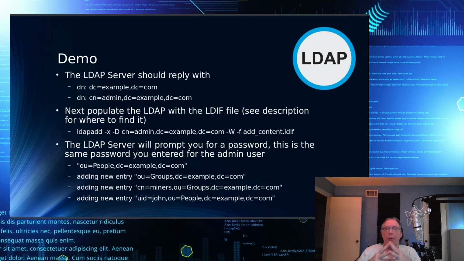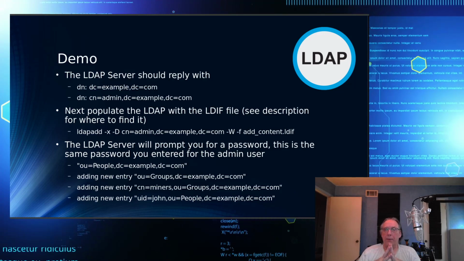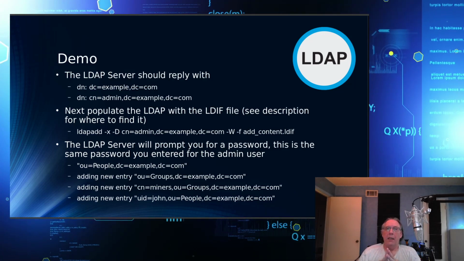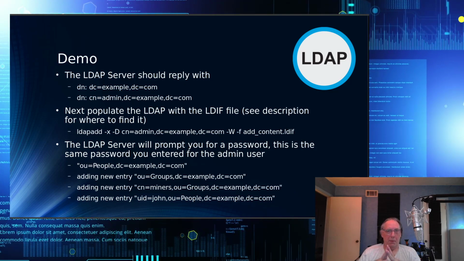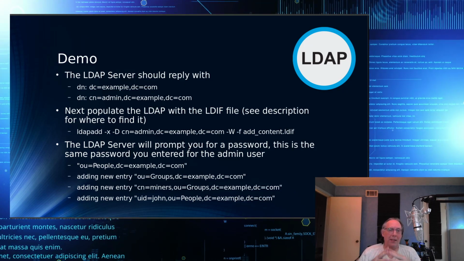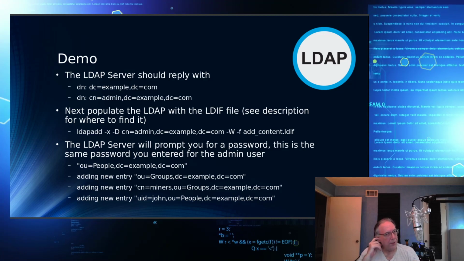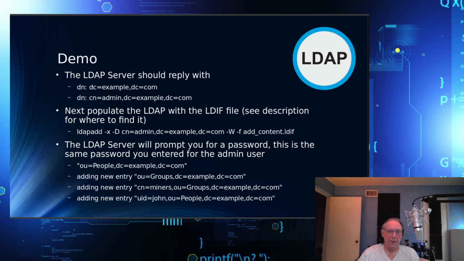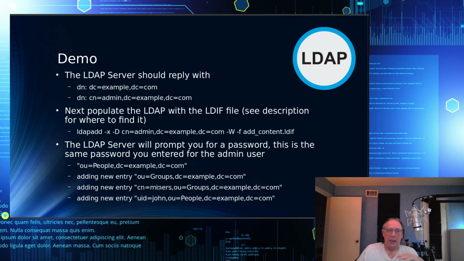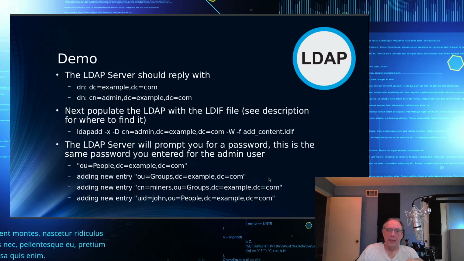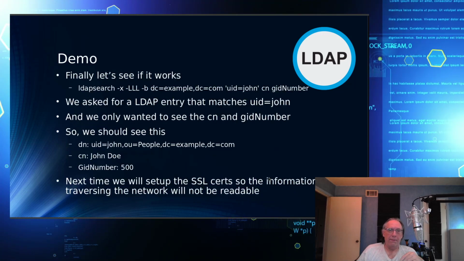That will prompt you for the admin password. This is the same password you gave to the slapd server when you installed it, so make sure you remember what that is. Then you should see it adding the people group and then the entries for the group, the miners, and the UID coming from the add_content.ldif.